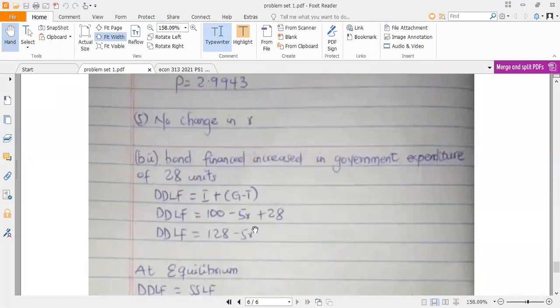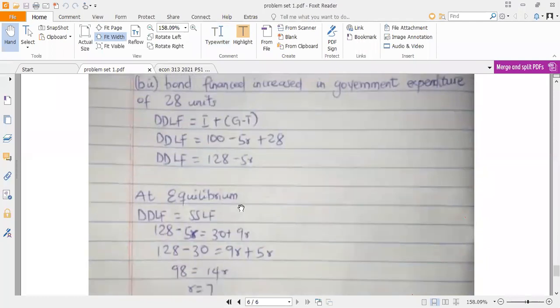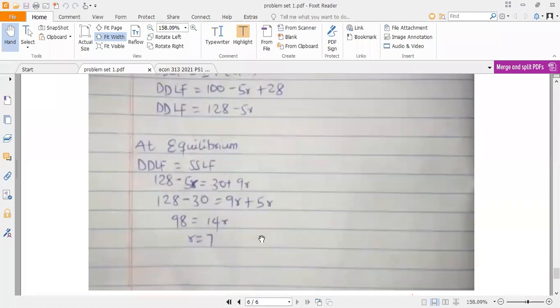So to get our equilibrium real interest rate, we just equate this new demand for loanable funds to the old supply of loanable funds, which is the savings function, okay? So equate 128 minus 5R to 30 plus 9R. You have a linear equation in terms of R, solve for R, and we are getting R to be 7, okay? We are getting R to be 7.